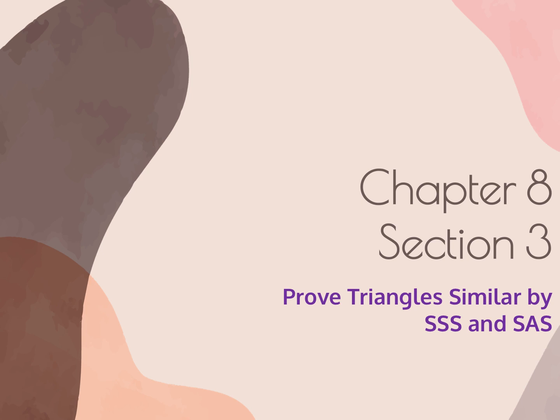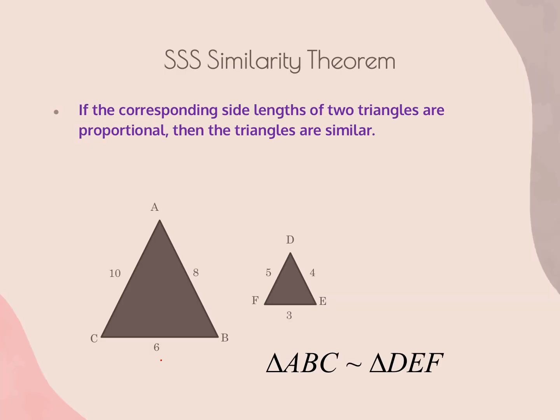So let's take a look at the first one, which is the side, side, side similarity theorem. And this one states that if the corresponding side lengths of two triangles are proportional, then the triangles are similar. So here we would have to show that all three sides would simplify to the same side length ratio. If they do, then you can say the triangles are similar using side, side, side. So let's go ahead and just check this one out.